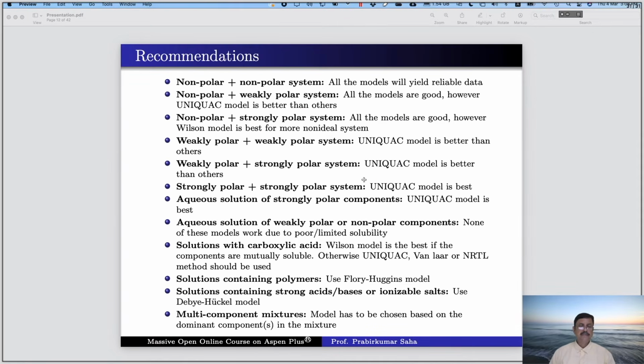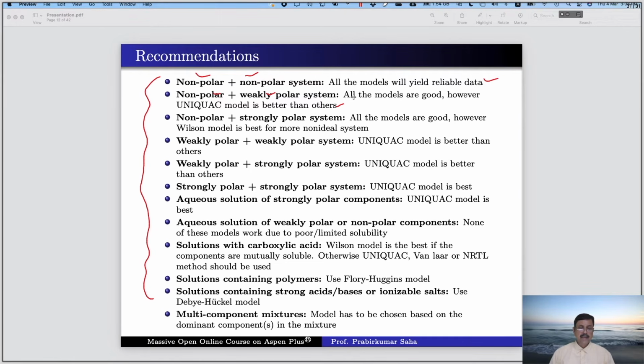Now we have certain recommendations, mainly for binary systems. The last one will be for multi-component mixtures. Here, for a binary system, we have 2 components. If both of them are non-polar, then all the models will yield reliable data. But if one of them is non-polar and the other one is weakly polar, then all the models are good. However, the UNIFAC model is better than others.